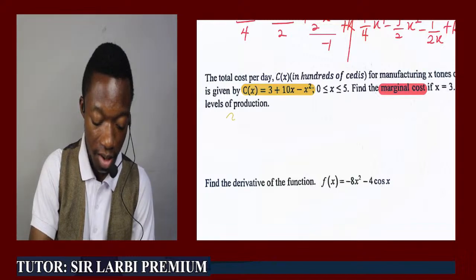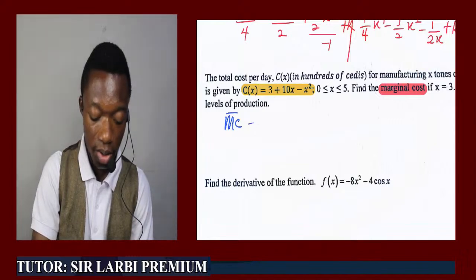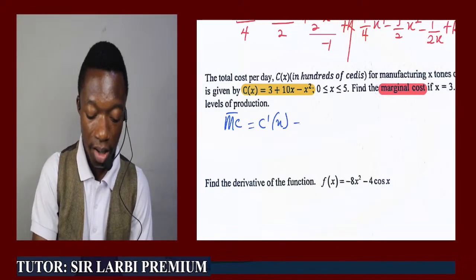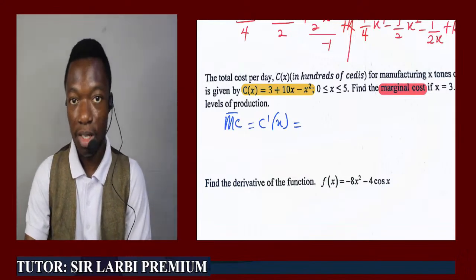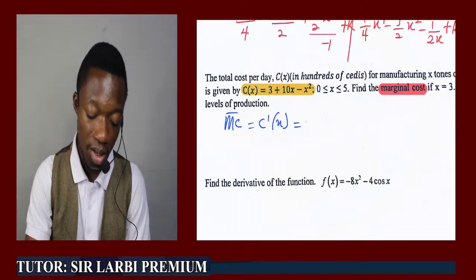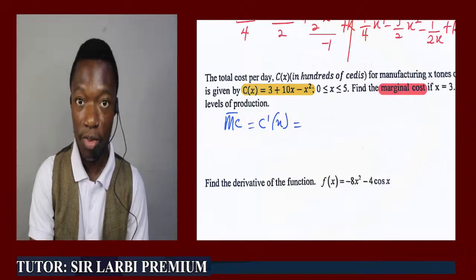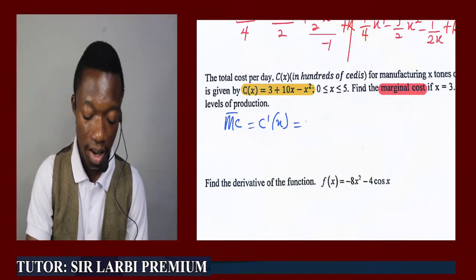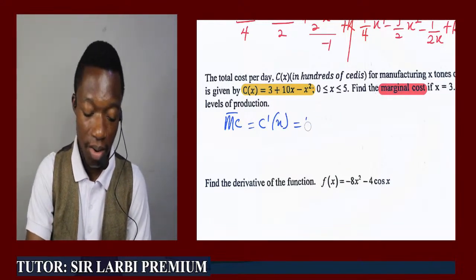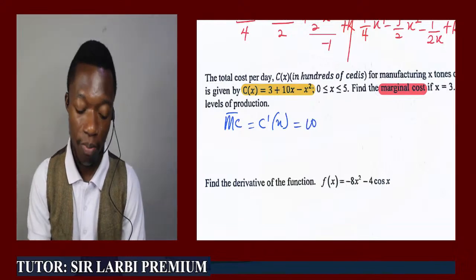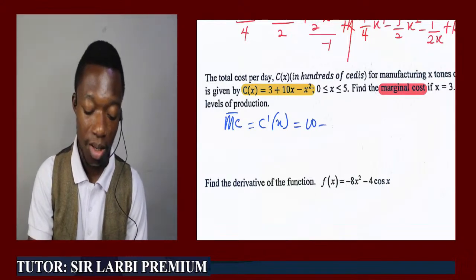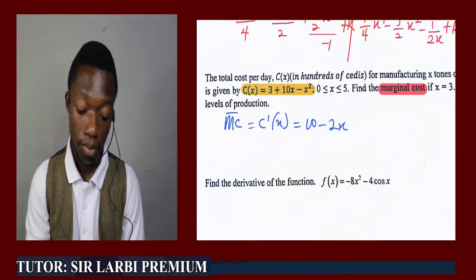So we have our marginal cost equal to the cost prime of x. We just want to differentiate the cost function. Differential of 3 is 0. Differential of 10x, we are getting 10. And differential of x squared, we are getting negative 2x.